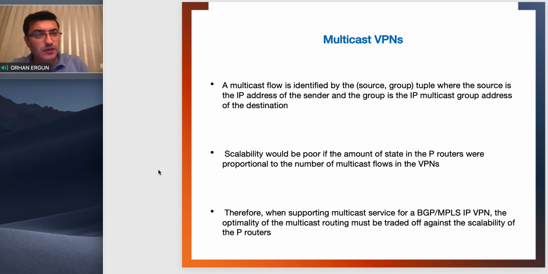You want more optimal? Put in more flow state. Same thing with SSM: more optimal routing, but scalability will decrease. Resource usage will increase. So the more money you will spend.